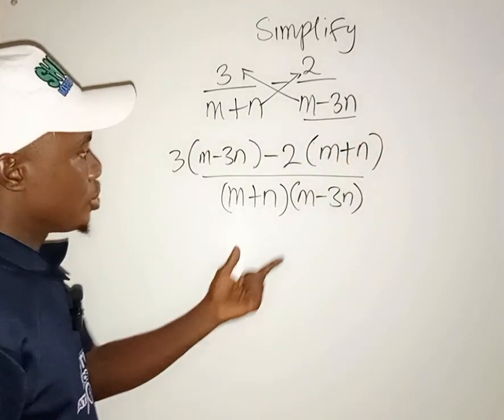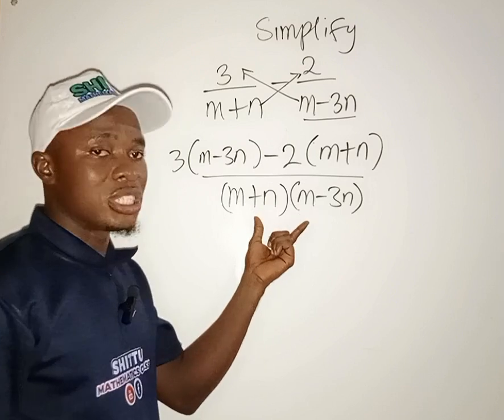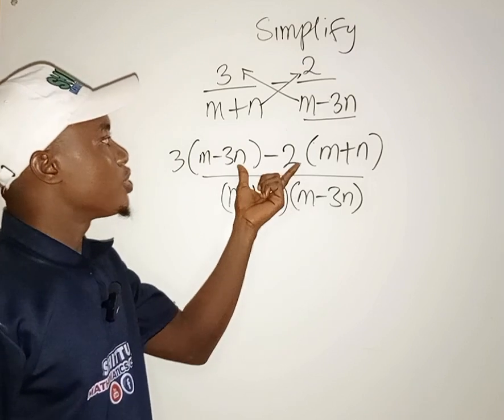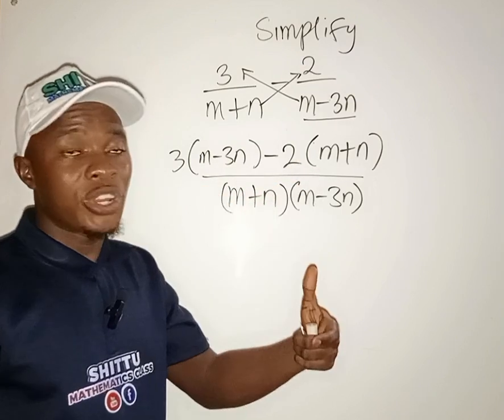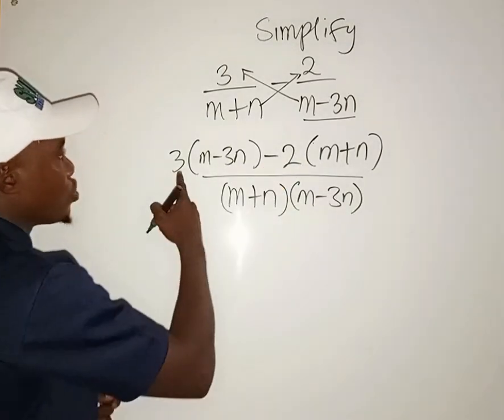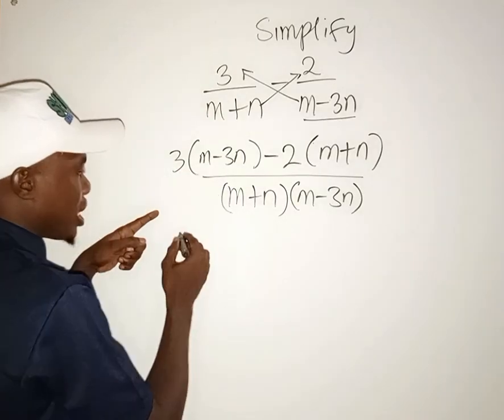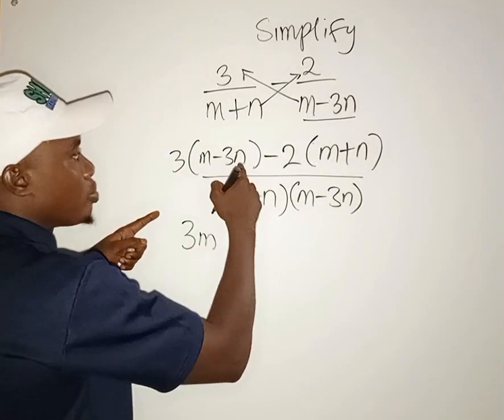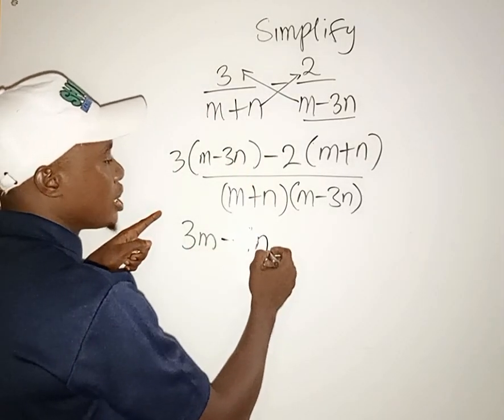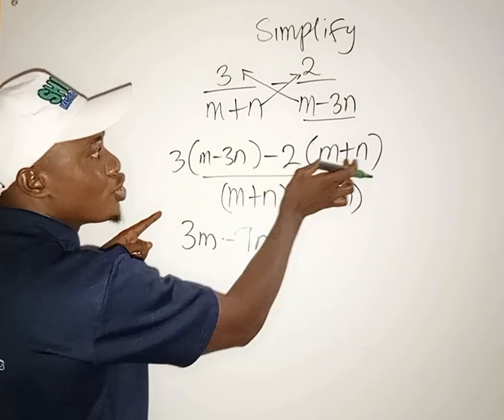Now you don't need to do anything with the denominator. I've said this before. The only part you can simplify is the numerator. So you multiply this 3 by what we have inside. 3 multiplying m gives 3m, 3 multiplying 3n gives 9n. Now we use this minus 2 to open the brackets.